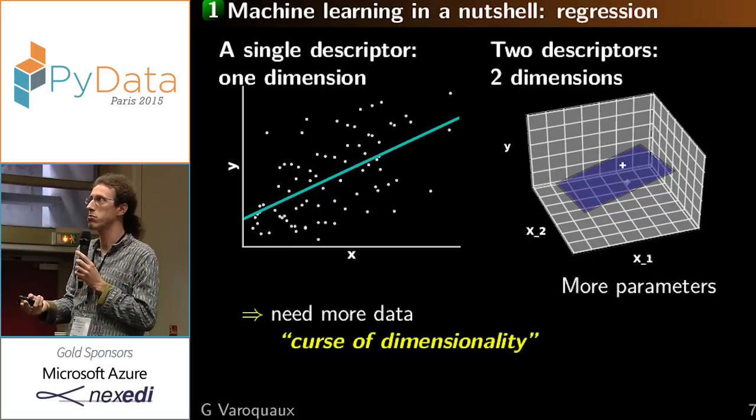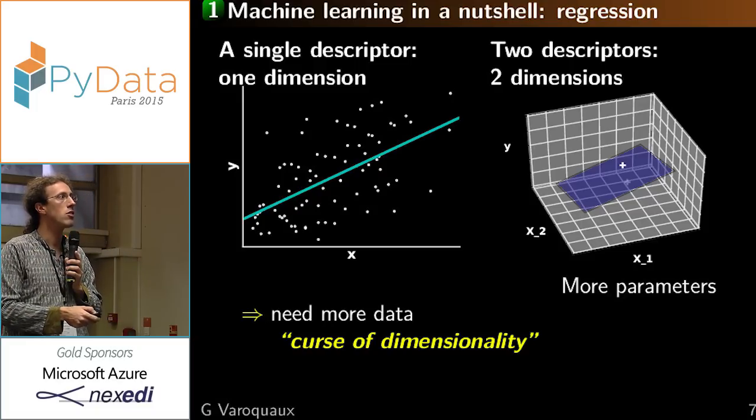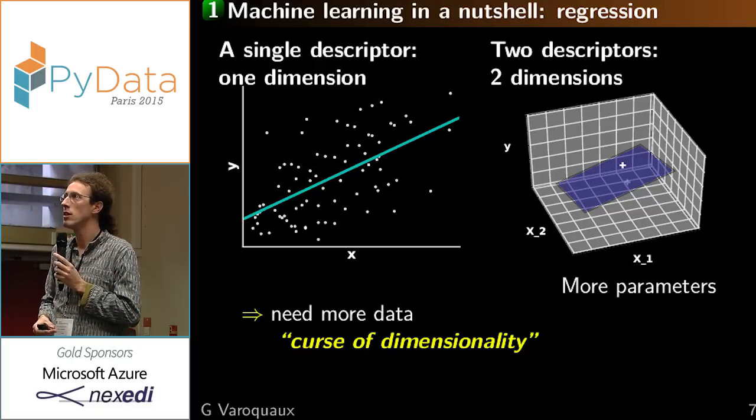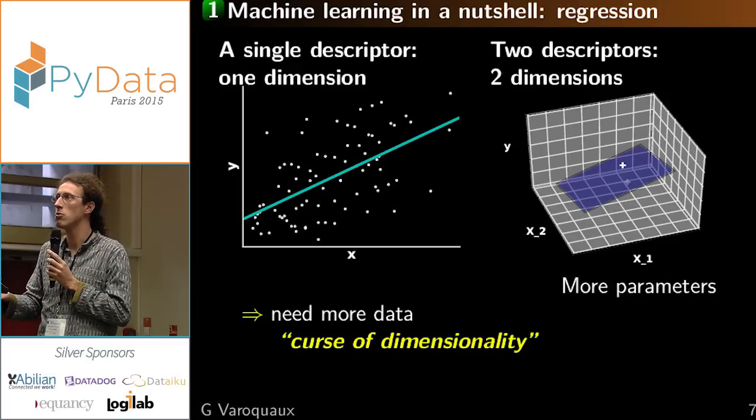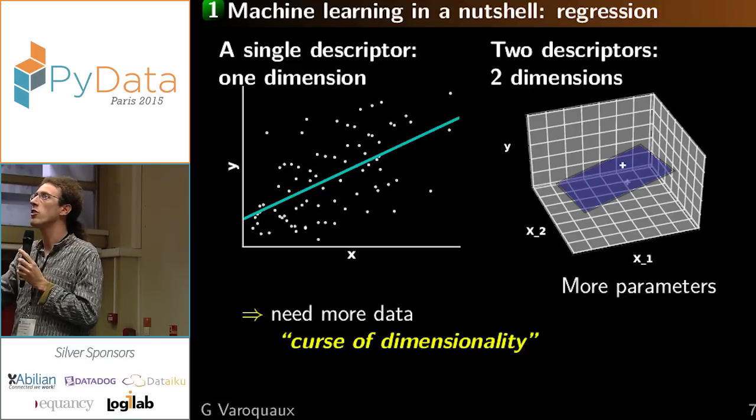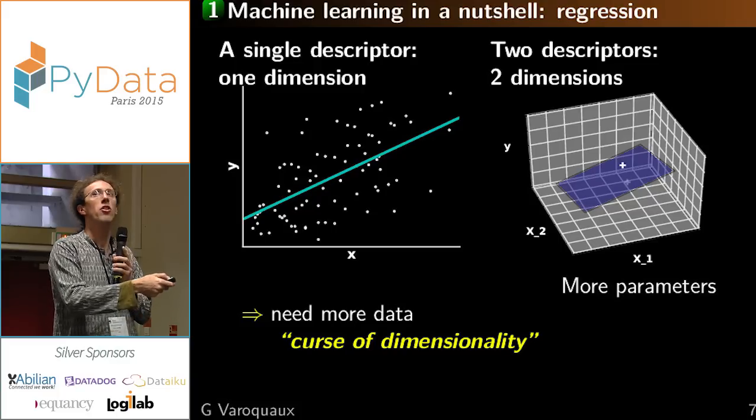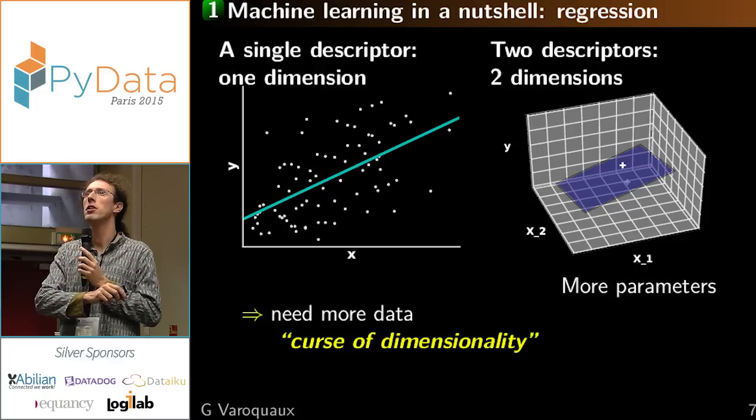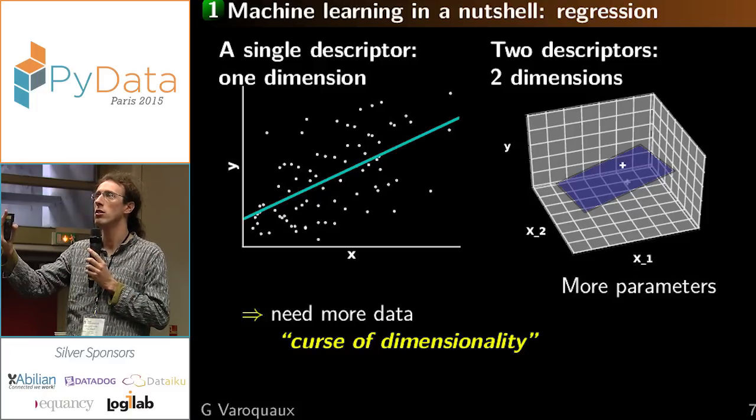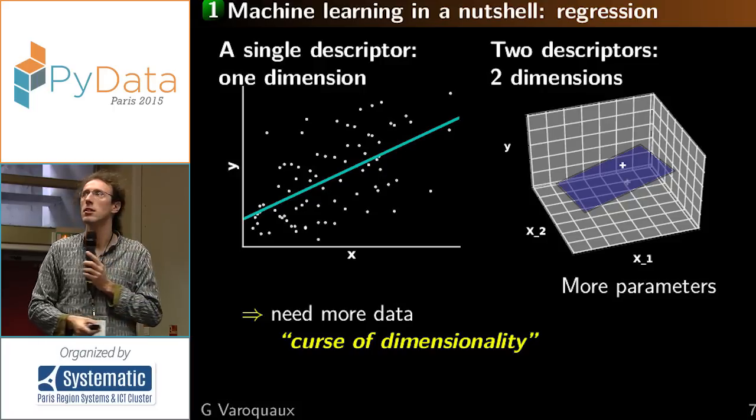Now, this is a more difficult problem. More parameters to learn, more difficult problem. In particular, if I have only 2 data points, I cannot really learn the thing well. It's going to be extremely noisy. So the idea here is that the more parameters, the more data points we need. And it may not be obvious on this slide, but it tends to be exponentially more. So this is known as the curse of dimensionality.